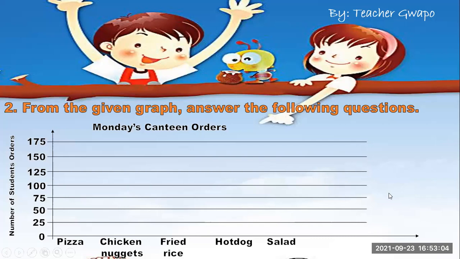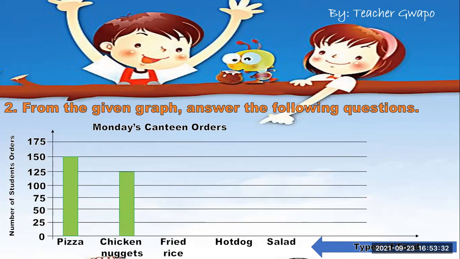As you can see there in the bar graph, these are the types of food: we have pizza, chicken nuggets, fried rice, hot dog, and salad. In pizza, there are 150 students who ordered pizza. How about chicken nuggets? There are 125 who ordered chicken nuggets. In fried rice, there are 50 students who ordered fried rice. And the hot dog, same with fried rice, 50 students ordered hot dog. And the salad, there are 75 students who ordered salad.